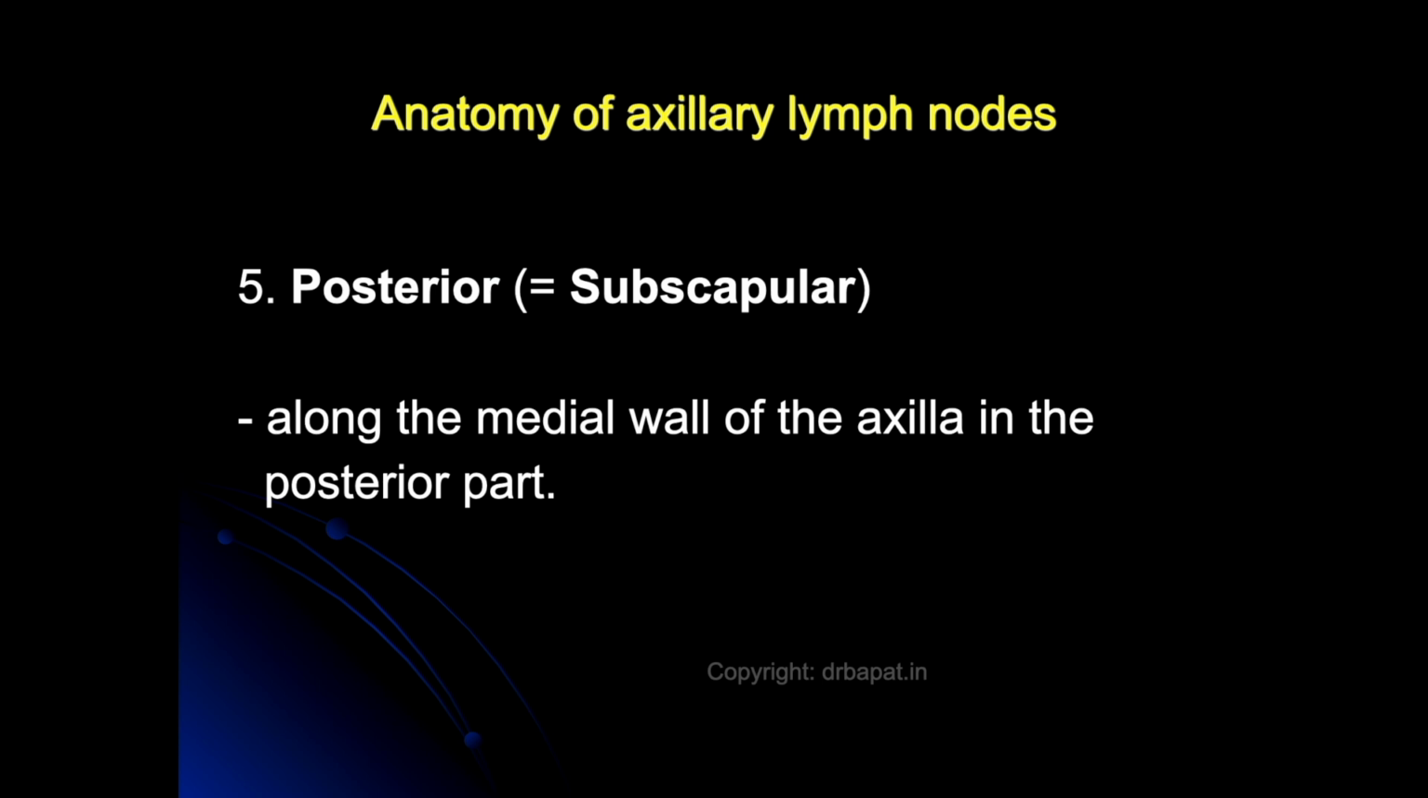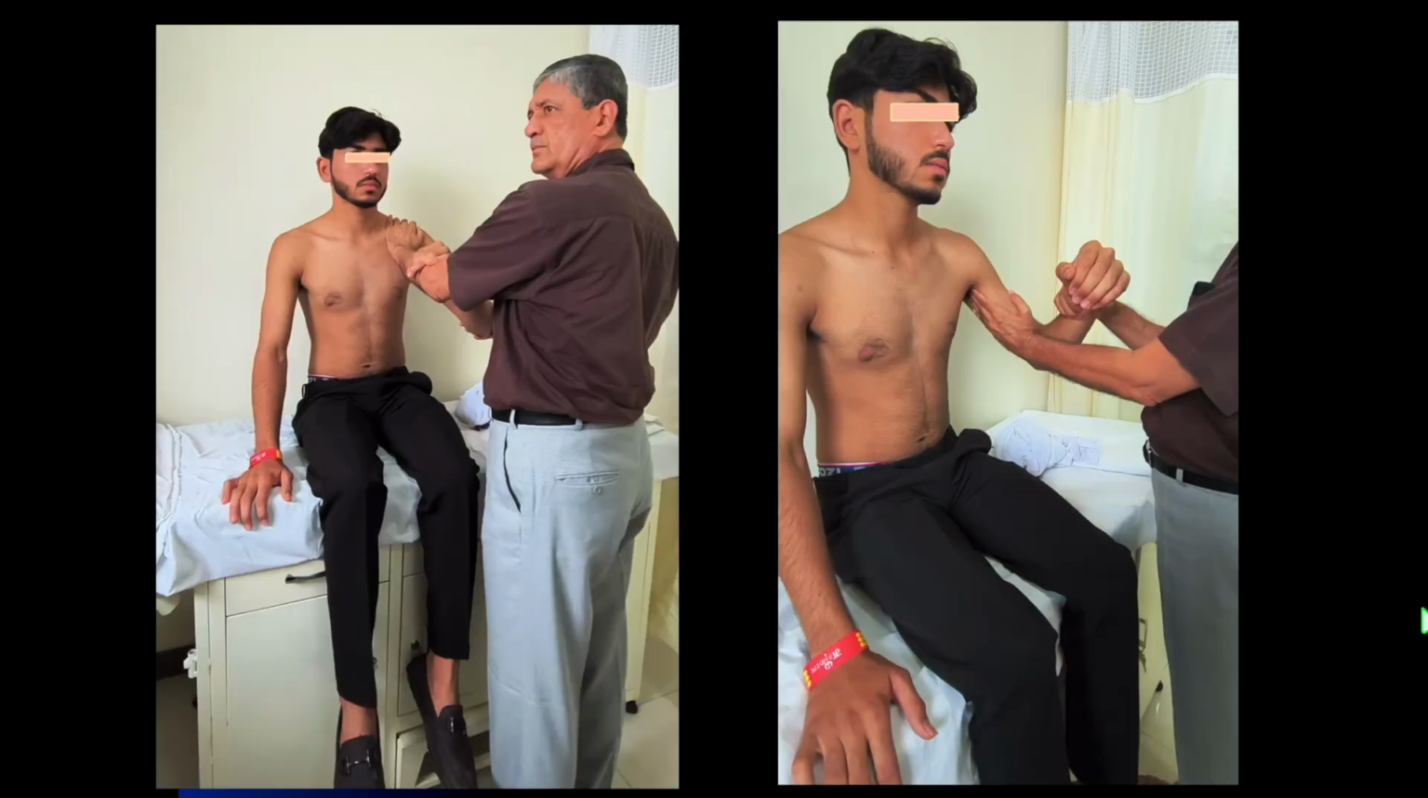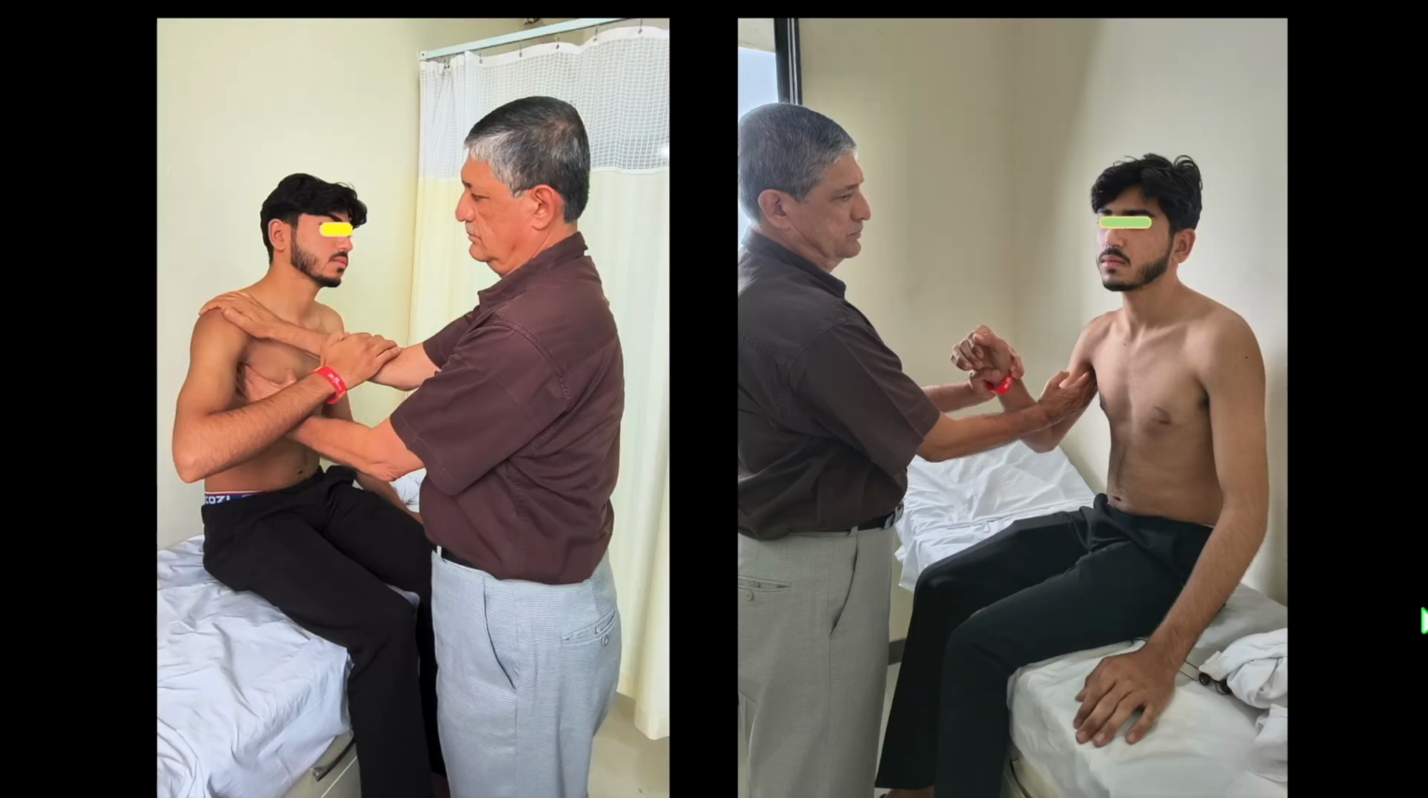Now let us see how to palpate these nodes. Initially, sit or stand facing the patient. I will demonstrate palpation of the left axilla and explain the positions of the limbs of both the clinician and the patient for the same. While palpating the right axilla, reverse those positions like this.